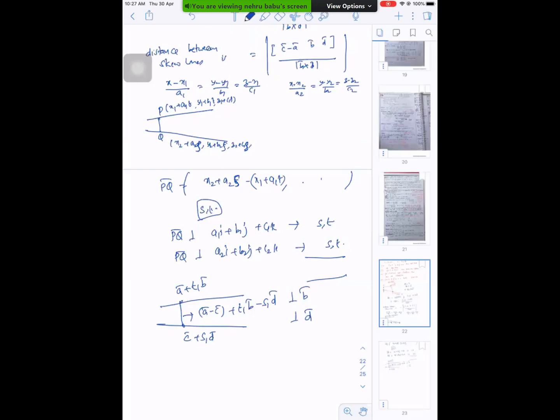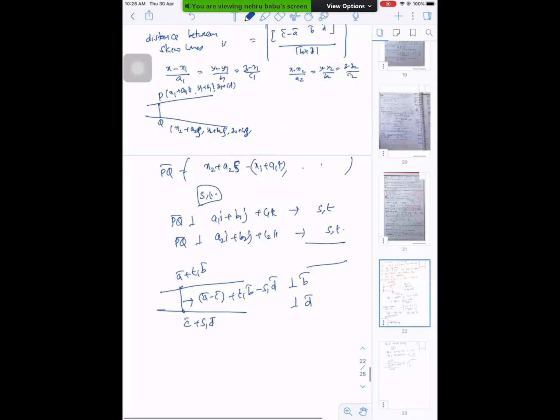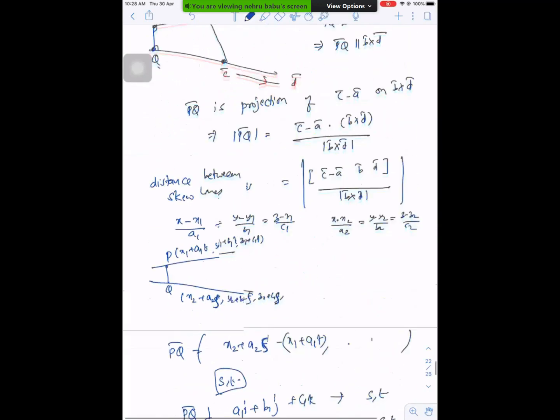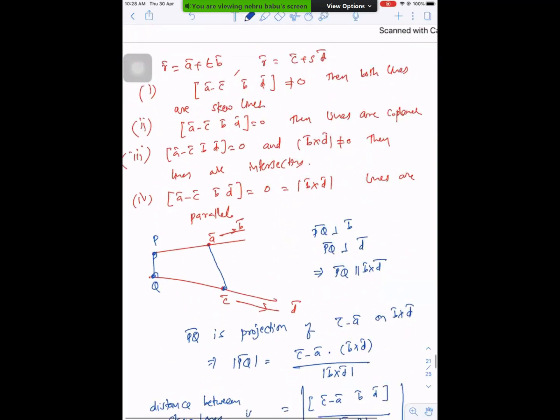So in terms of T1 and S1, we'll get two equations. Solve these two equations, and with the help of this, we'll solve the problem. So this is the method to find the endpoints of the shortest distance PQ and the length of PQ. Any doubt in this point? Any doubt in this PQ length concept? No doubt.